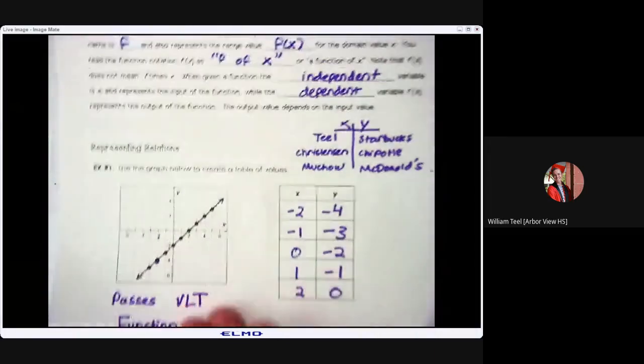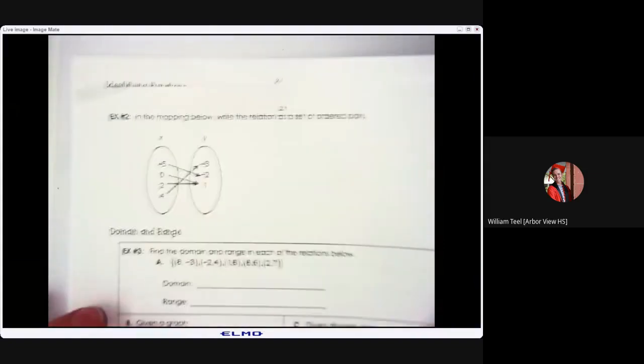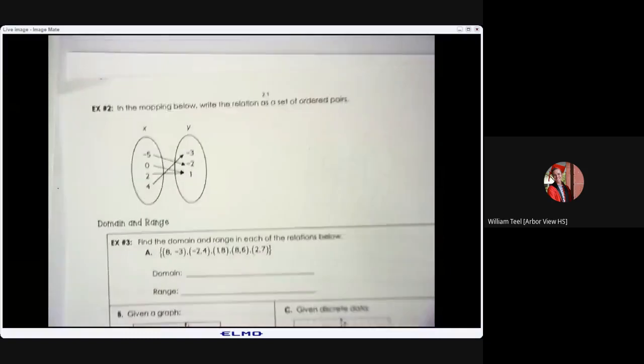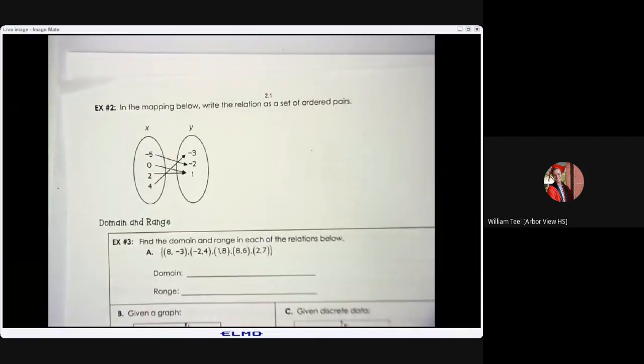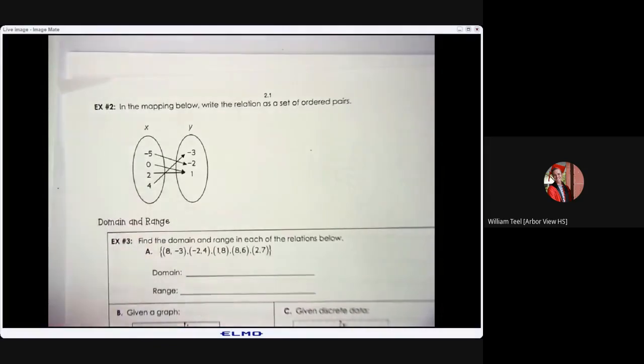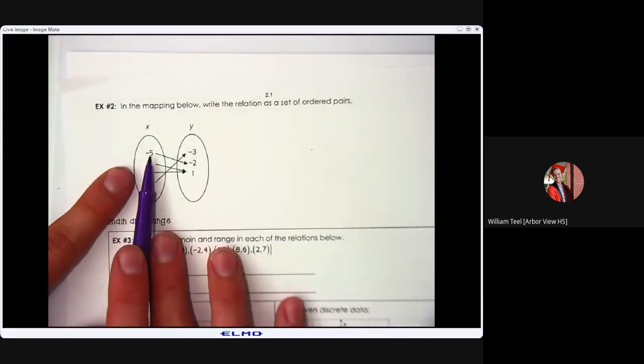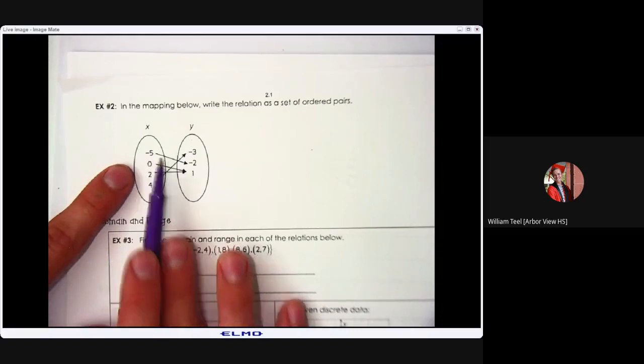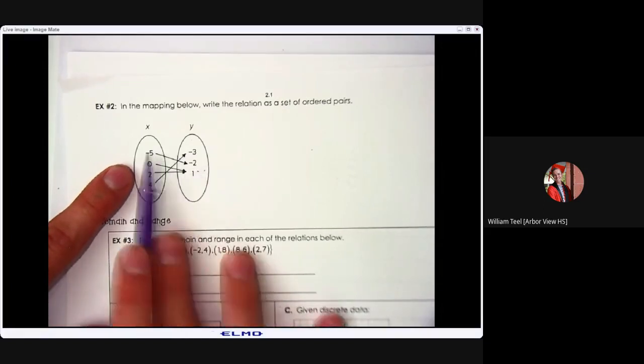All right, let's go ahead and move on to the next page. Example number 2: in the mapping below, write the relation as a set of ordered pairs. The cool thing about relations is that we can represent them in a number of different ways. We see graphs, we see tables, we see this diagram. There are many different ways to represent it, but the common theme is you can represent a relation as a set of ordered pairs. If we look at each one of these x values, there's an arrow pointing to its corresponding y value, or its output.